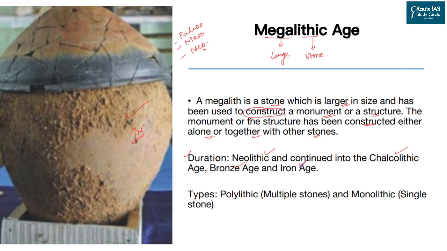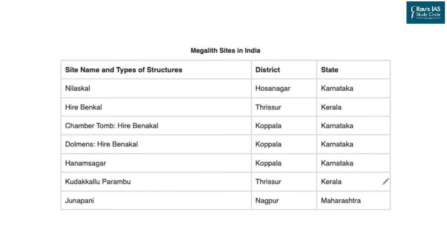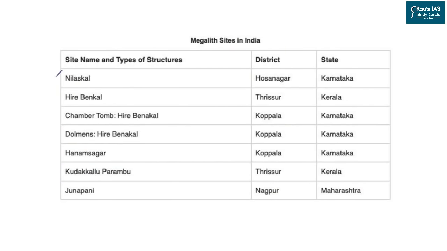The Megalithic Age can further be divided into two: Polylithic, that is the use of multiple stones for construction, and Monolithic, using a single stone for the purpose. Most of the jars which were found belong to the Monolithic stones. These are the important sites that are known for their megalithic structures. As you can see, most of these sites are found in central India or in southern India. These include Nilaskar, Hire Benkel, Chambir Tomb, Dolmens, Hanam Sagar, Kudakallu and Junapanni.